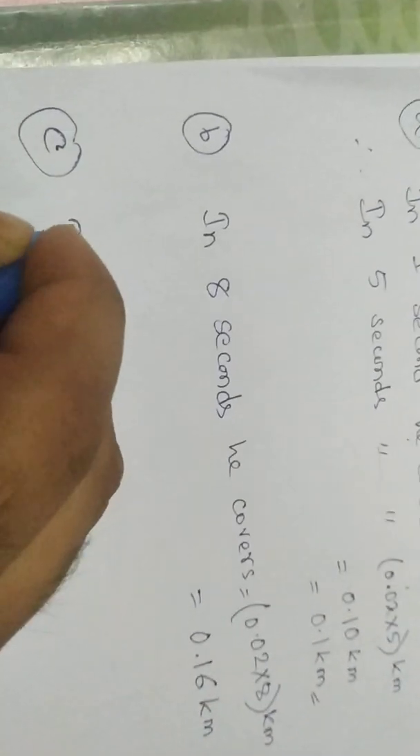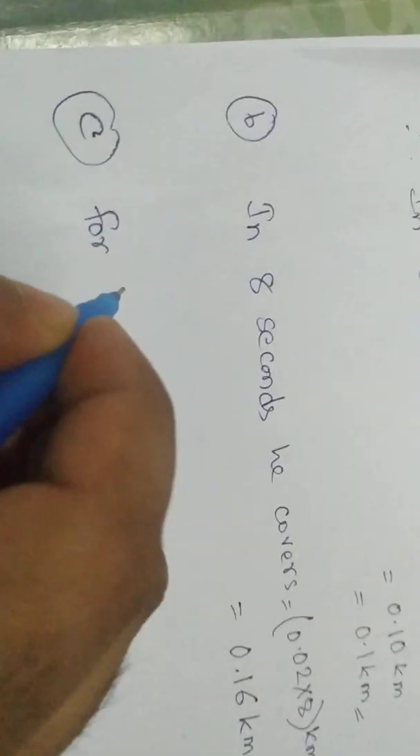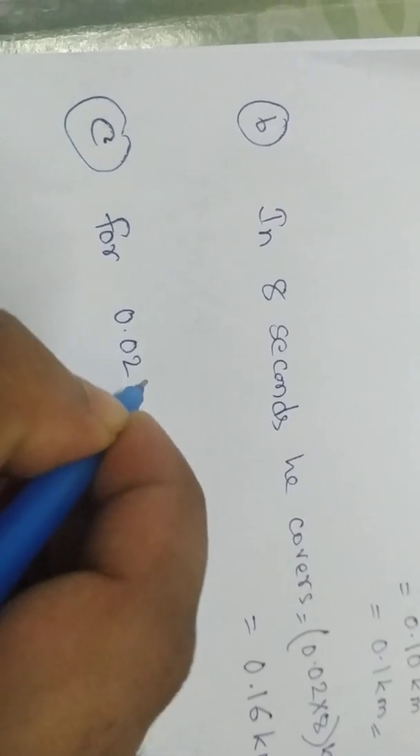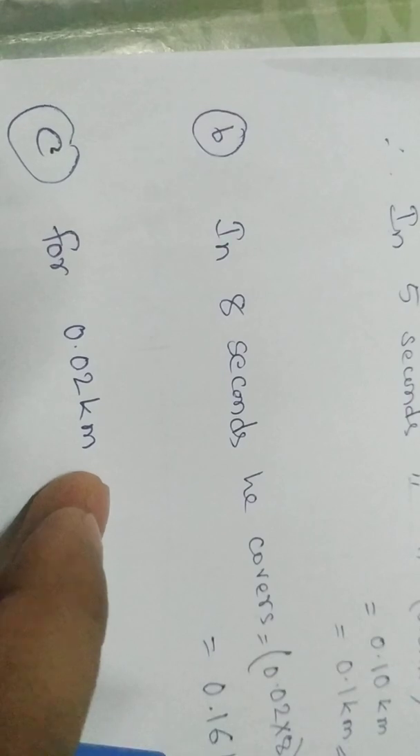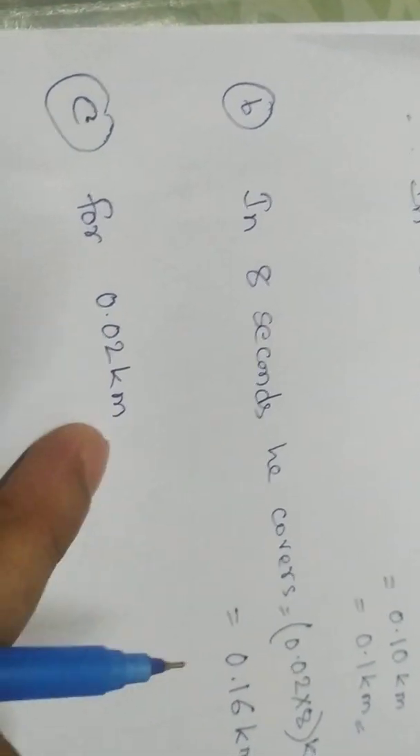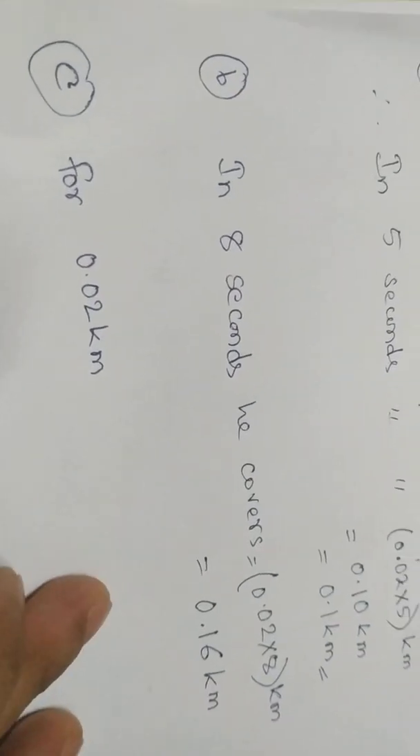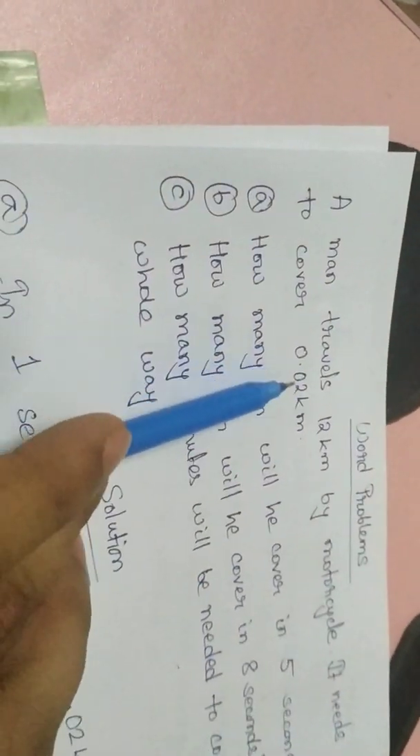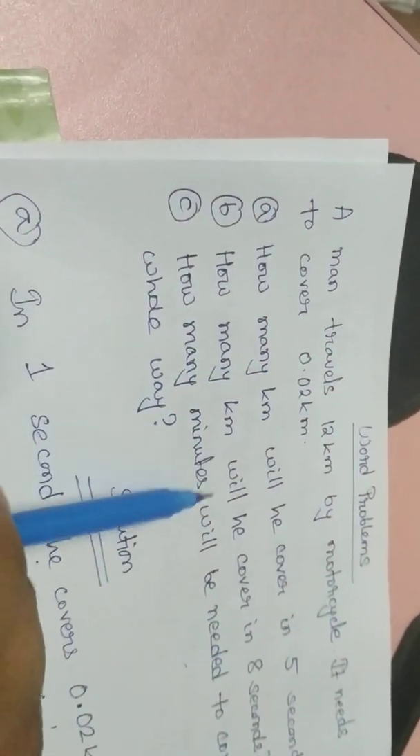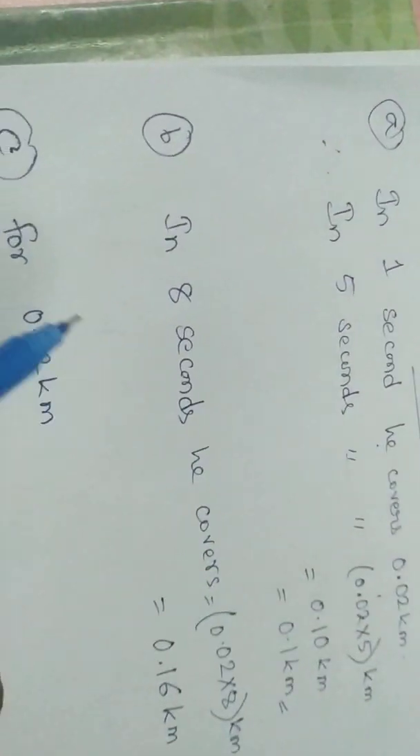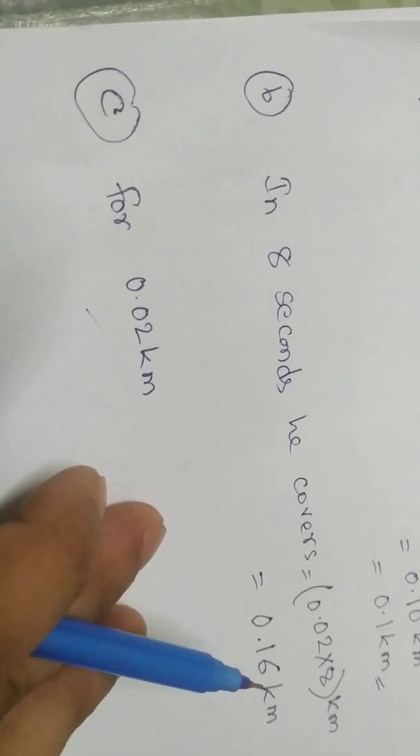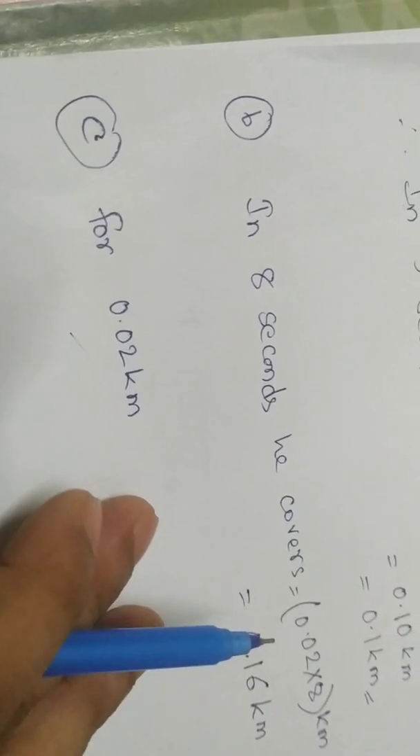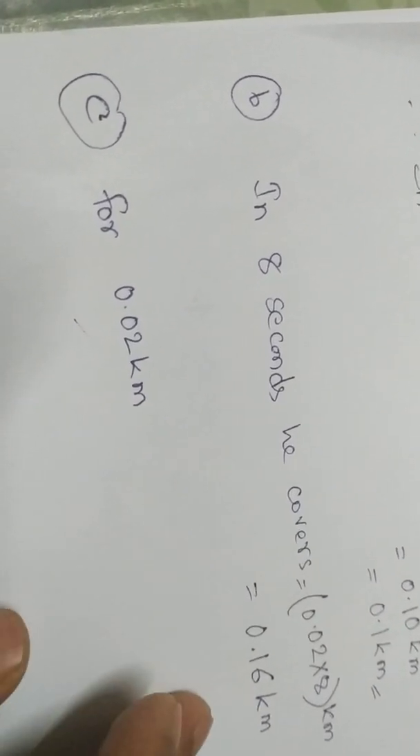So we can say, for 0.02 kilometer, the one which we need to find out, always remember, the one which we need to find out will always be on the right side. Okay, so you can see 0.02 kilometer over here. What do we need to find? We need to find the time. So whenever solving a problem, we always need to write the one which you need to find out on the right side.